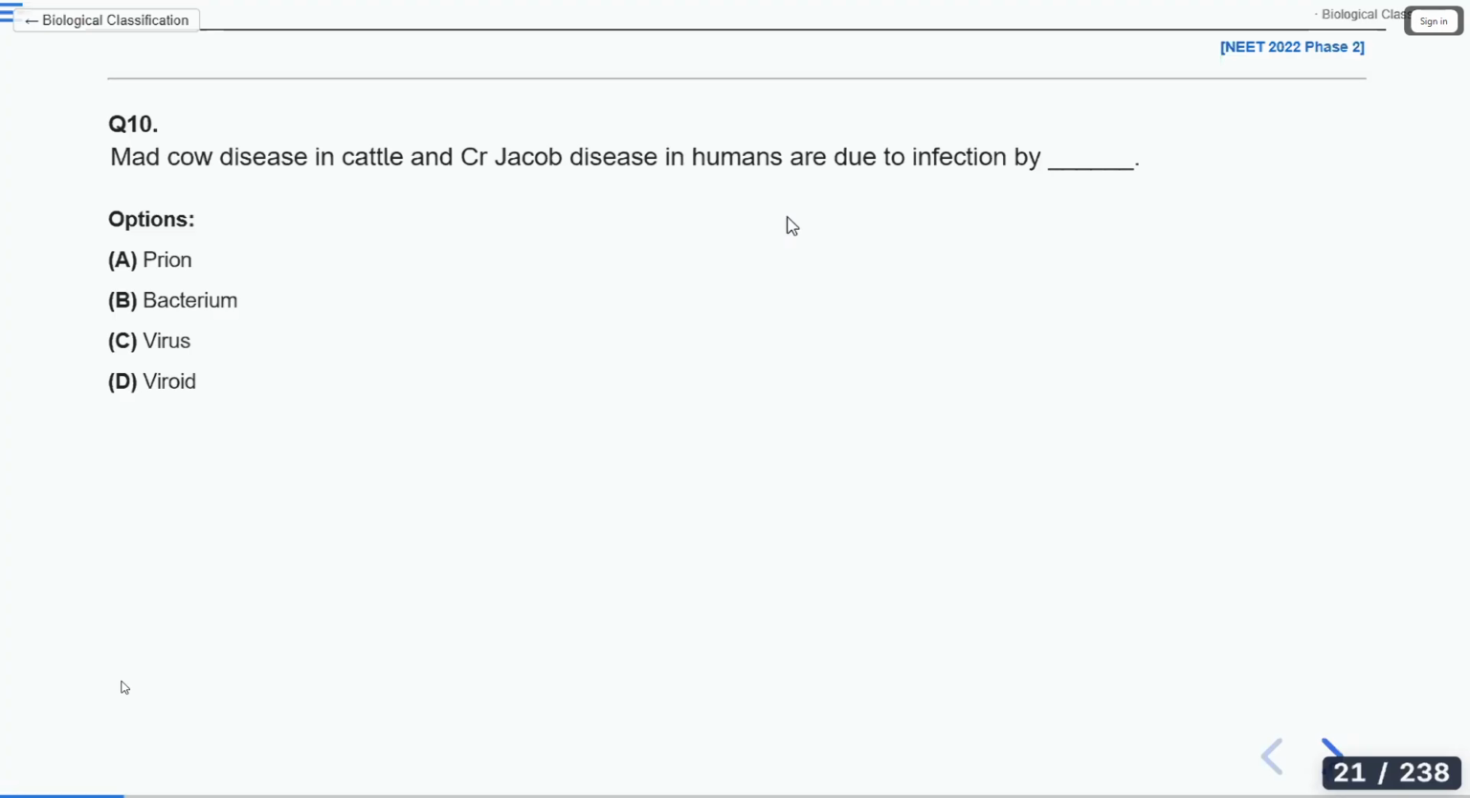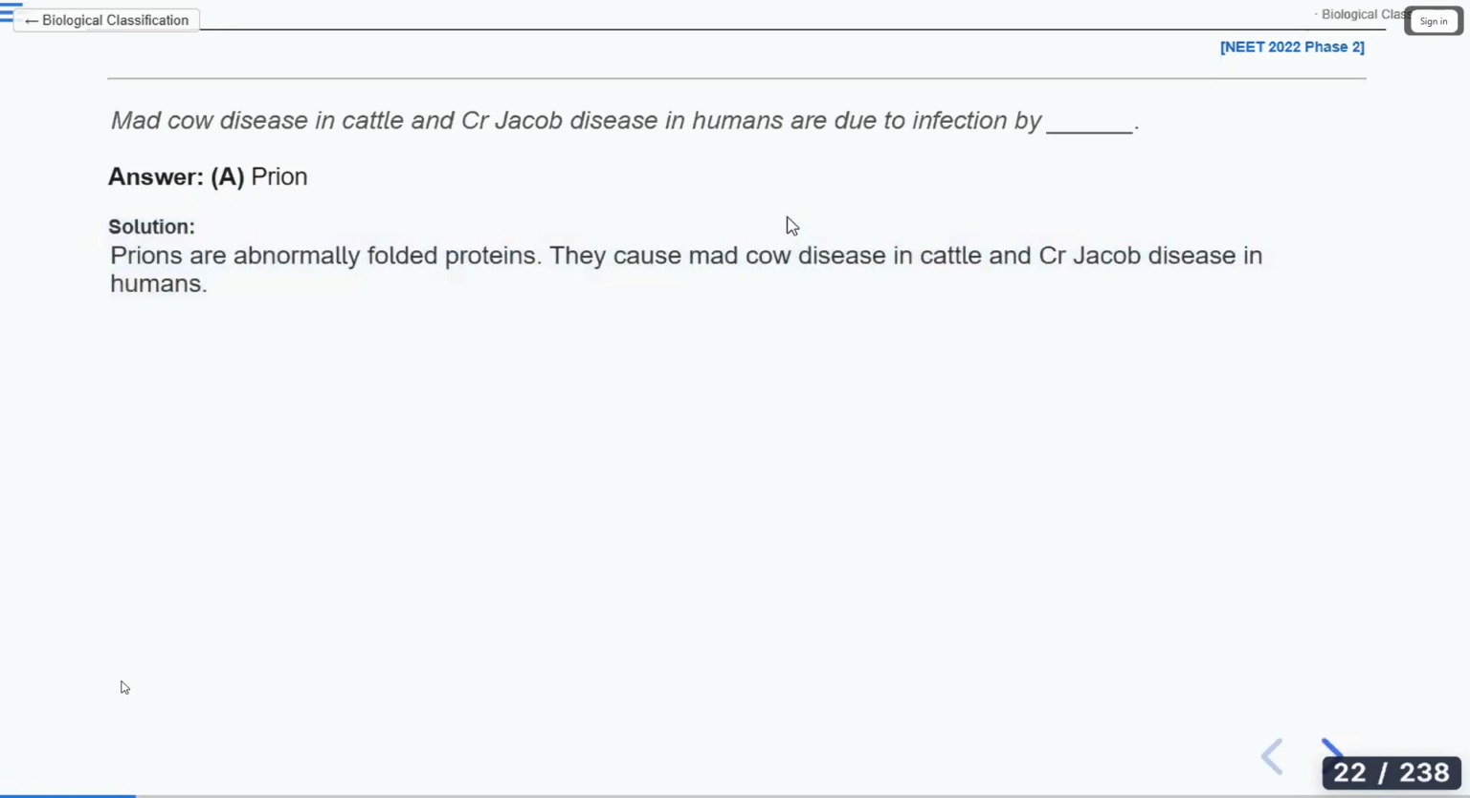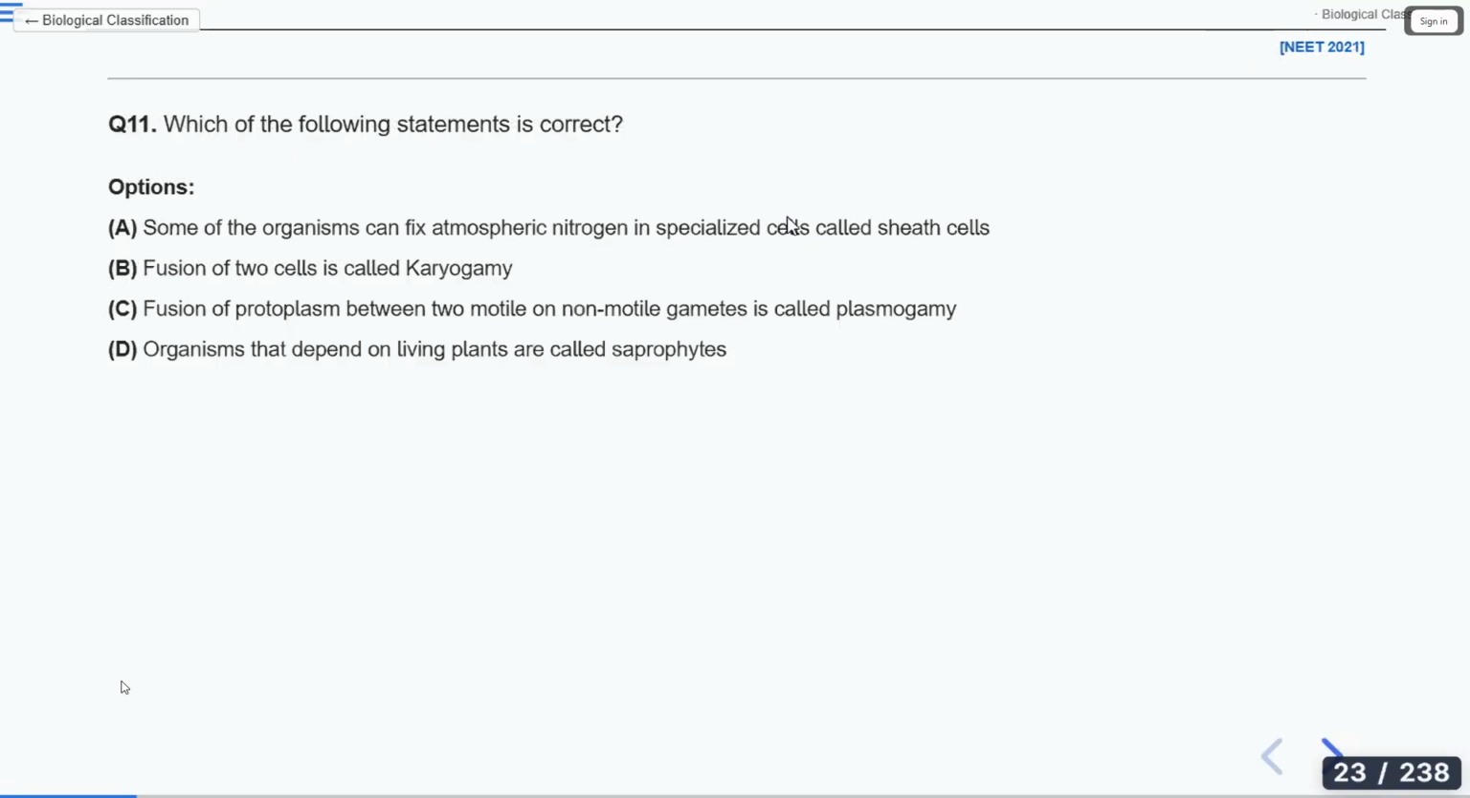Mad cow disease in cattle and Creutzfeldt-Jakob disease in humans are caused by infection by prions. So see, always remember the definition of these things. What is prion, what is viroid, all those things, because questions can be asked regarding that. Abnormally folded proteins. Okay, next question. Which of the following statements is correct? Some of the organisms can fix atmospheric nitrogen in specialized cells called sheath cells.